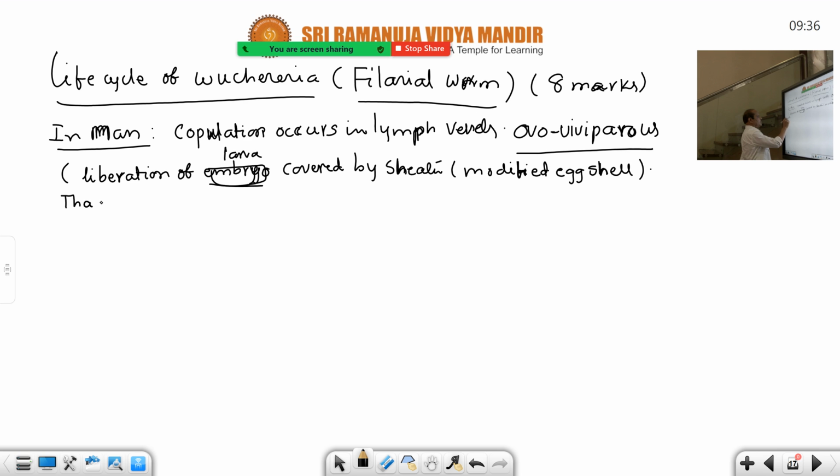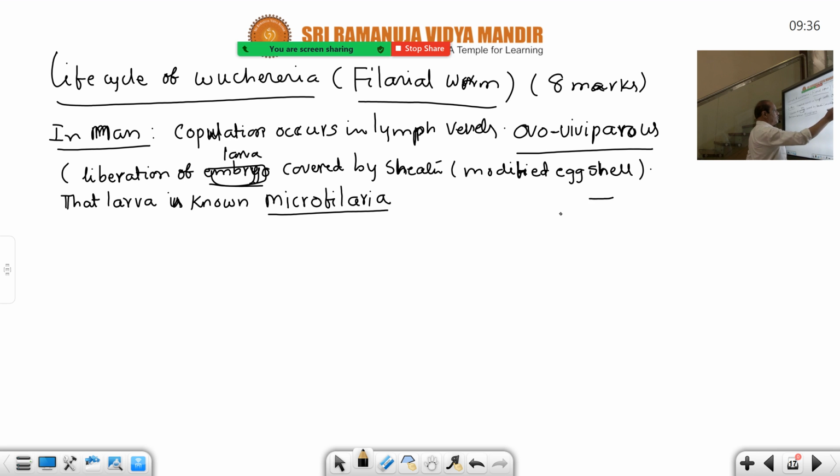That larva is called microfilaria. The larva of Ascaris lumbricoides is the rhabditiform larva. The larva of Wuchereria is known as microfilaria. Remember these two larval forms. Microfilaria is the larva of Wuchereria bancrofti. Rhabditiform is the larva of Ascaris lumbricoides: first stage rhabditiform, second stage rhabditiform, and so on. This is the first stage microfilaria. This larva is a sheathed larva, enclosed by a sheath like this. This is the sheath in which the larval form is there.